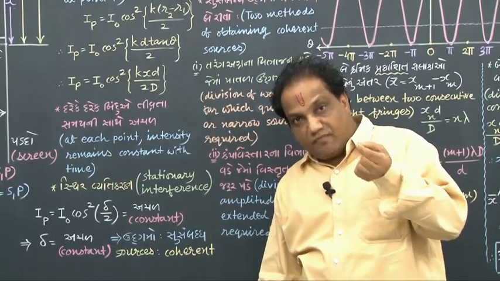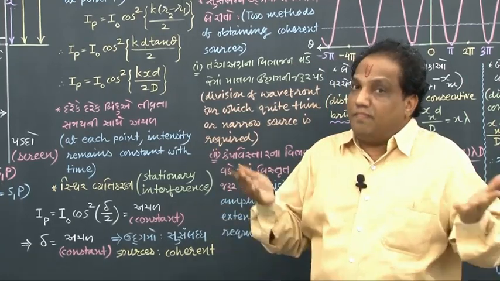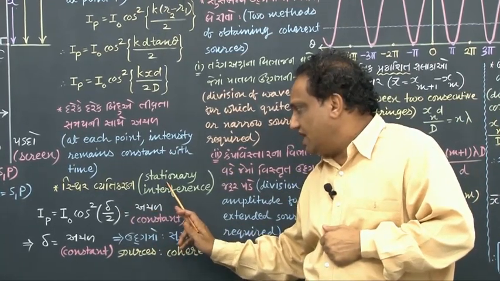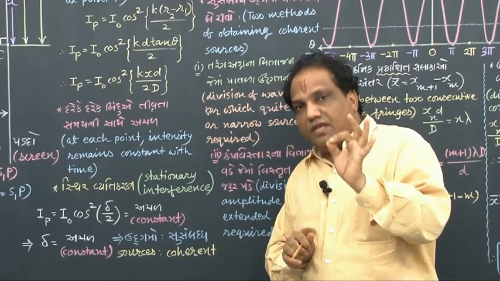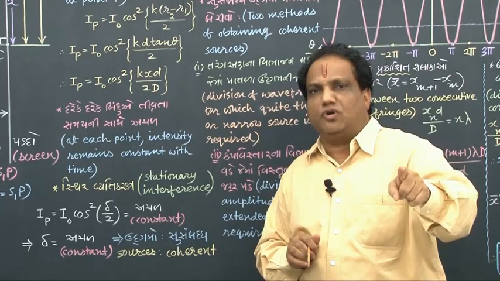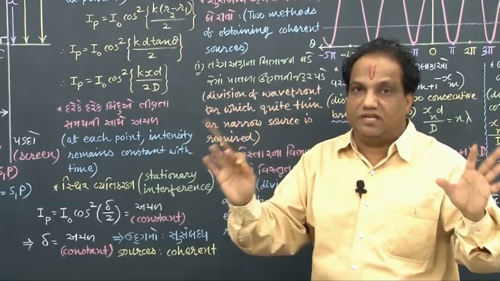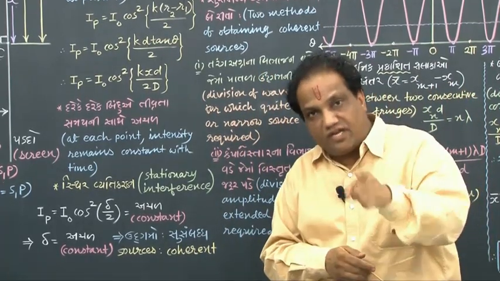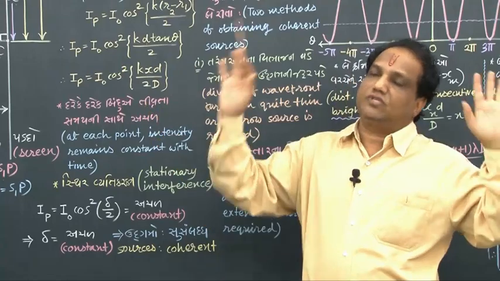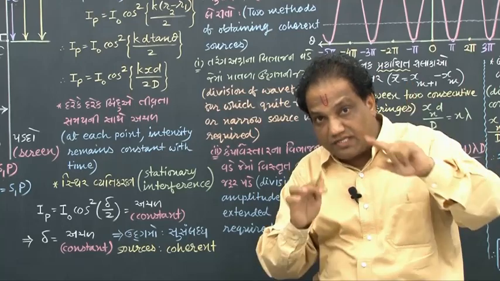And if at a given point intensity remains constant with time, it does not change with time, then the type of interference is called stationary interference. What is it called? Stationary interference. In case of a given interference, if the intensity of light at every point on the screen does not change with time, then that interference is called stationary interference. I repeat, an interference in which the intensity of light at every point does not change with time is called stationary interference. One thing sure, that at different points intensity might be different.